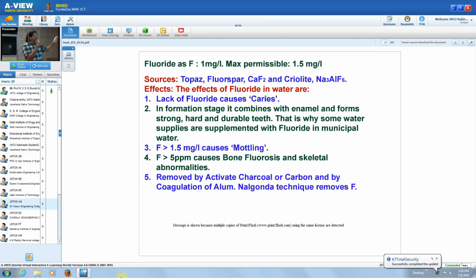The third point, if fluoride is more than 1.5 mg per liter, what are the standards? 1 mg per liter is the standard. 1.5 mg per liter is the maximum possible standard. But if it is more than 1.5, then it causes mottling. What is meant by mottling? Once again, I can tell, I will not tell because I want that you should know yourself. Mottling is, in simple terms, discoloration of teeth. Is it like that?